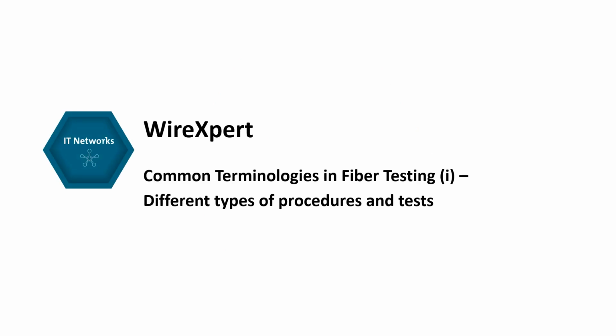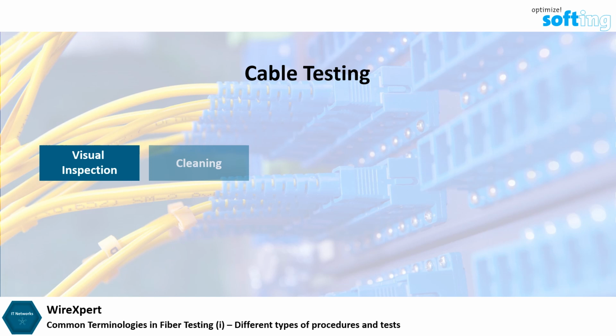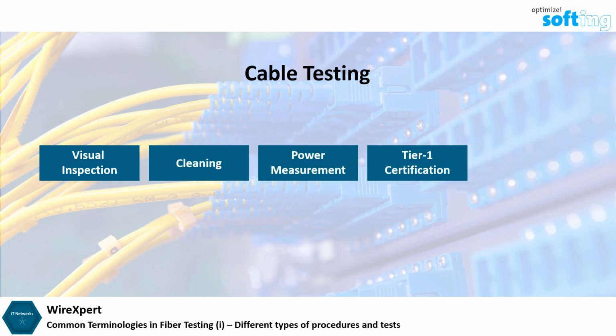In this video, we are going to explain some commonly used terms when performing fiber optic cabling test. The term cable testing is very generically used when performing different types of test. Fiber optics are more delicate and complicated when compared to copper cabling. There are a few more types of procedures when performing fiber optic test and measurements, and they mainly include visual inspection, cleaning, power measurement, Tier 1 certification, and Tier 2 certification.